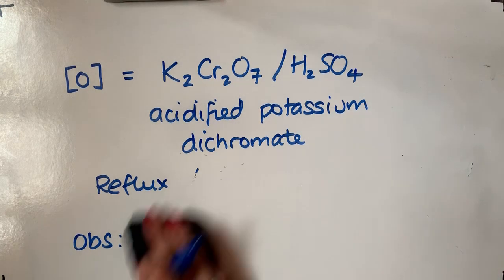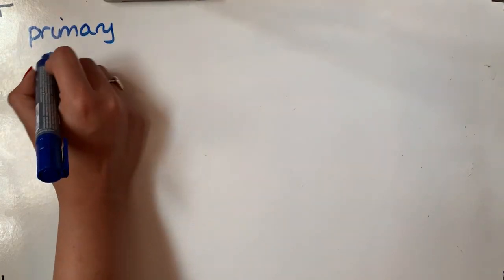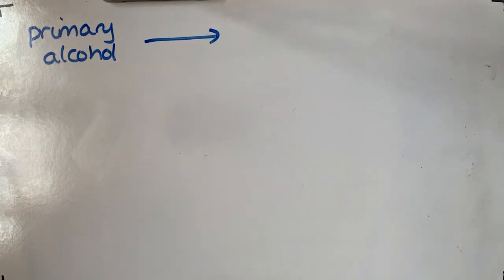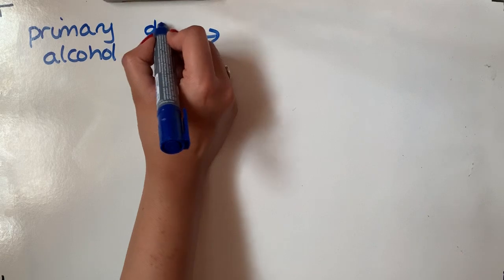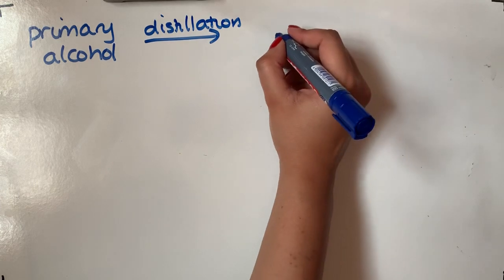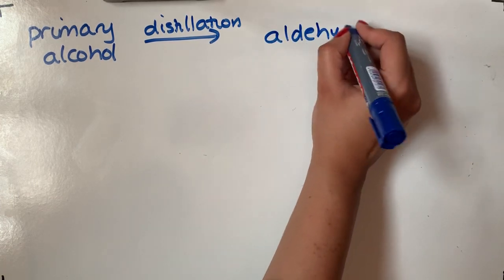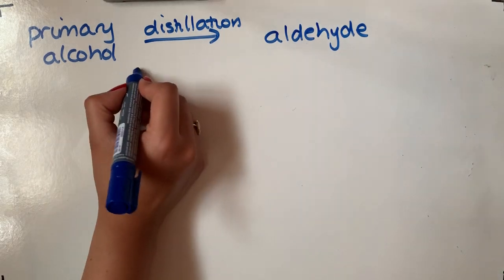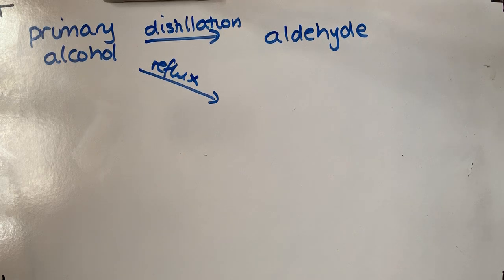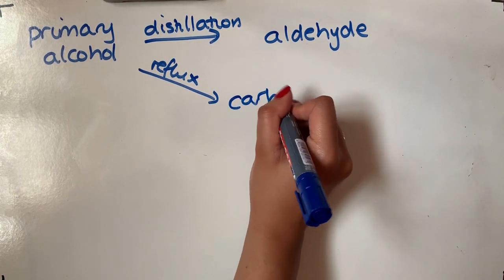Right, so let's just recap what happens with our alcohols when we carry out their oxidation. This depends on what type of alcohol that you have. Let's start off with a primary alcohol. If you have a primary alcohol and you carry out its oxidation using the oxidizing agent under distillation conditions, the product that you get is an aldehyde. So it's the corresponding aldehyde to the alcohol. If you carry out the reaction under reflux conditions, you're actually going to make the corresponding carboxylic acid.